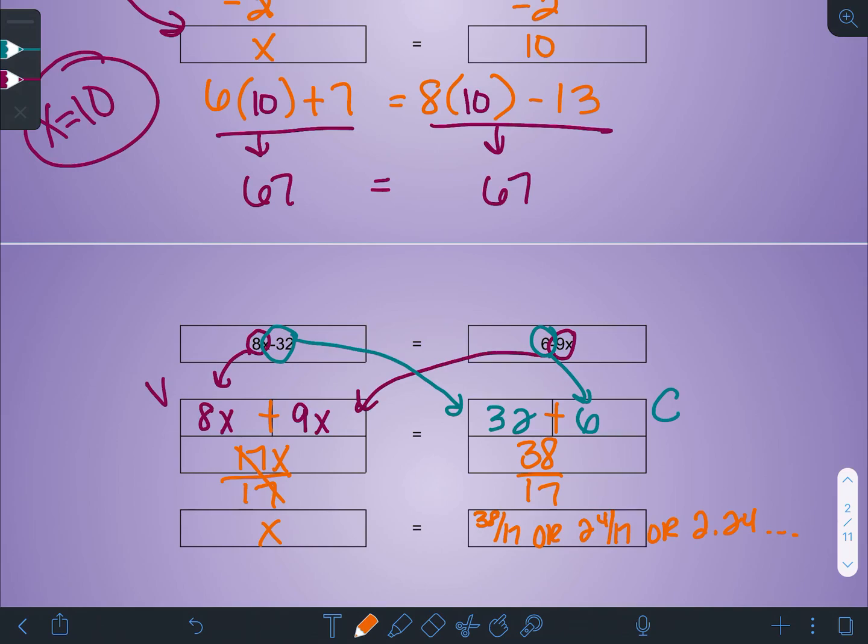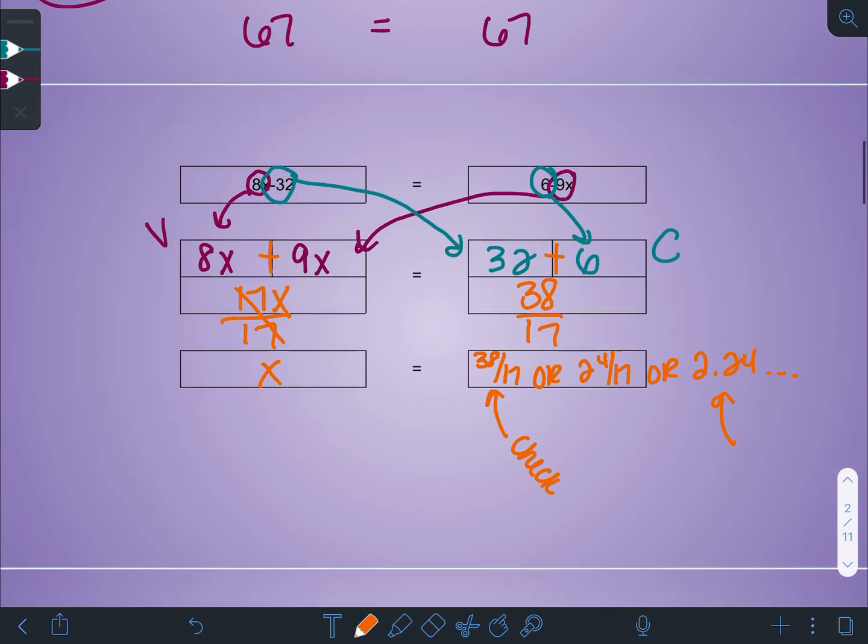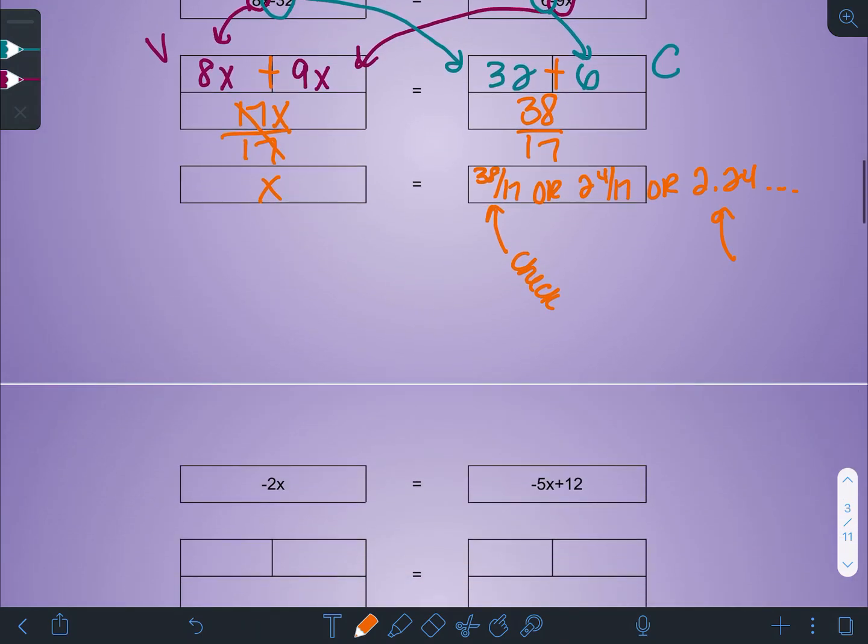Now, if you are going to check this, using this decimal estimation would not be the best route that you would want to choose. The best idea would be to use that 38 over 17 to check your work. I'm not going to check it with you, because this one's a little bit crazy. You typically won't see something with this crazy of a fraction, but you would use that fraction to help check your work.